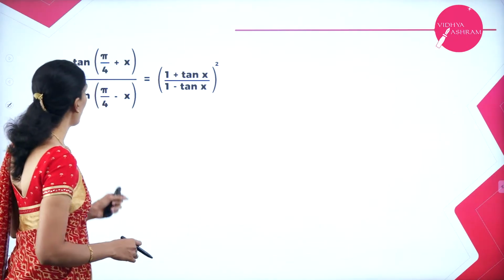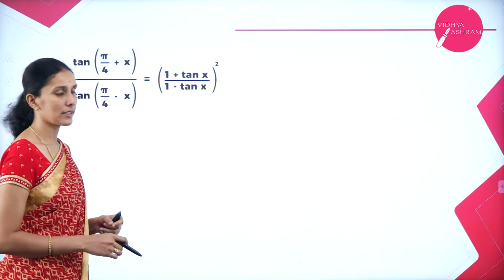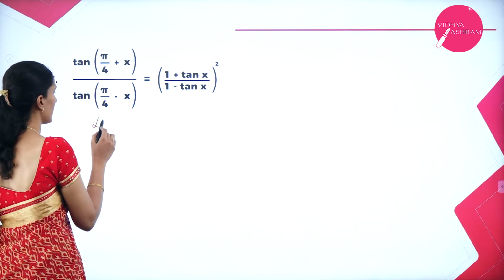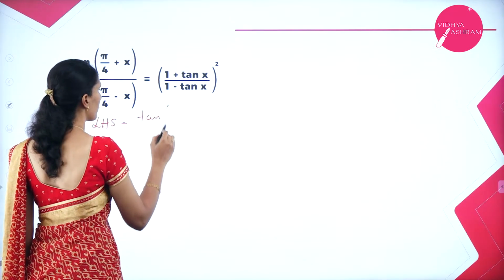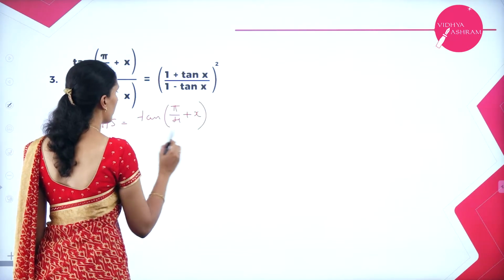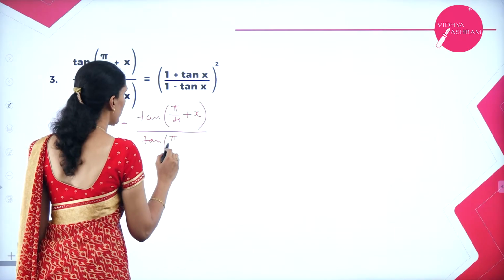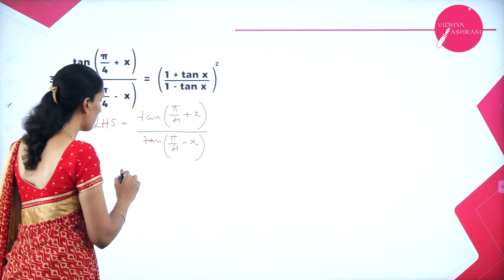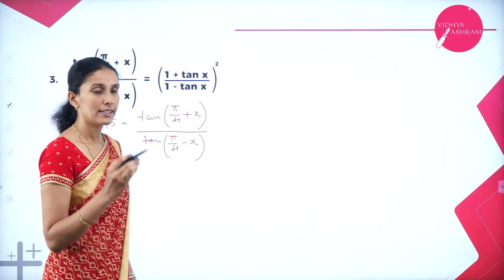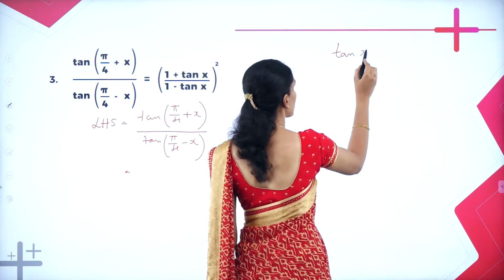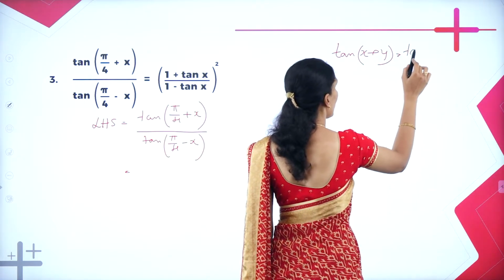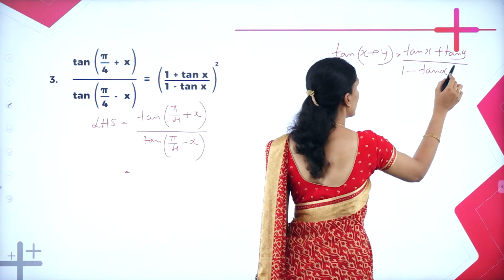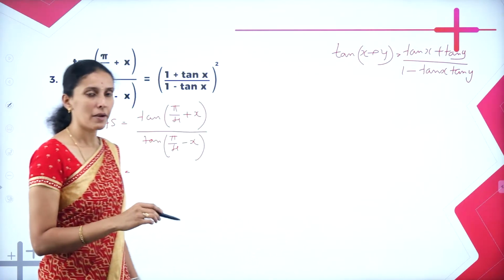Next we have tan (pi by 4 plus x) into tan (pi by 4 minus x) is equal to ((1 plus tan x) by (1 minus tan x)) whole square. First, let me take my left hand side. So that is tan (pi by 4 plus x), again tan (pi by 4 minus x). Now this is in the form of tan (x plus y). This is in the form of tan (x minus y). Apply the formula. What is the formula for tan (x plus y)? It is tan x plus tan y whole divided by 1 minus tan x tan y.